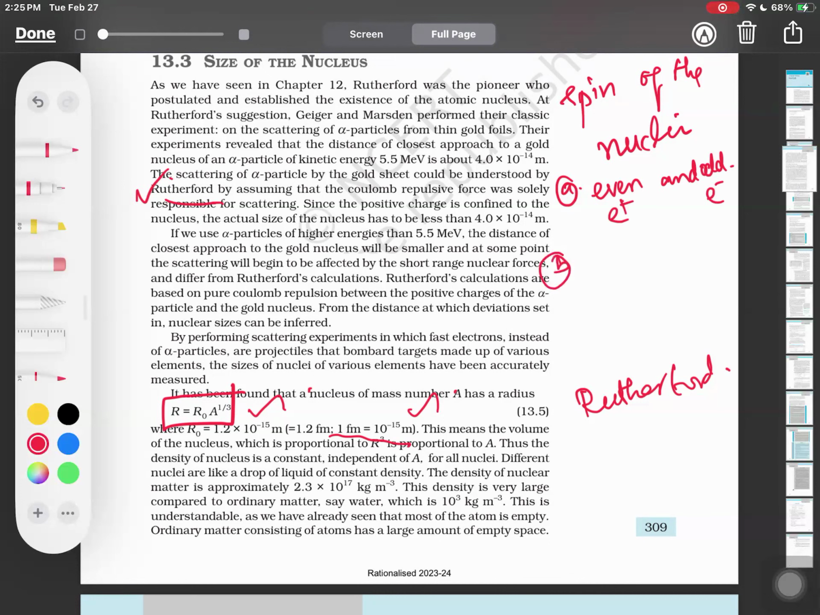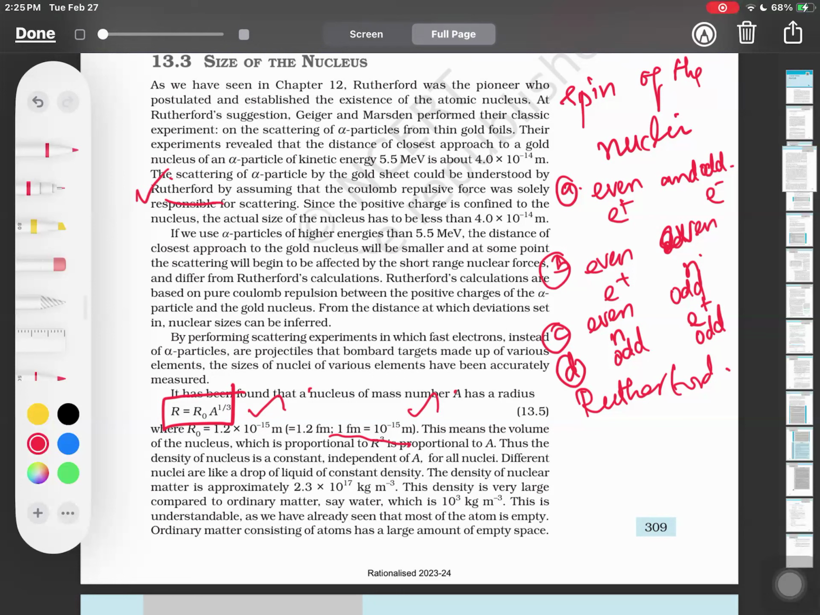Then the nucleus with even number of protons and then even number of neutrons. Neutrons also even number, protons also even number. Third option is the nucleus with even neutrons and odd protons. Okay. So fourth option is both are odd. Protons and neutrons are odd.